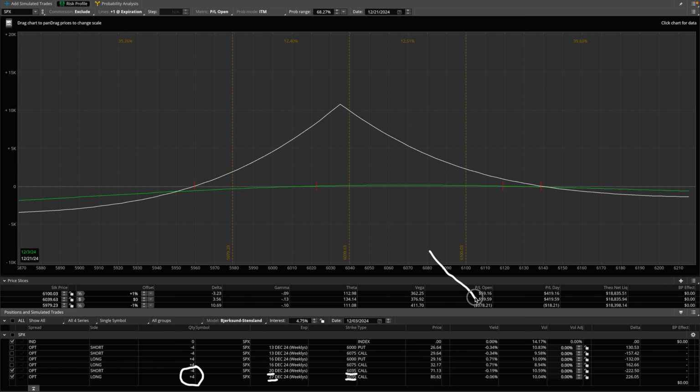This is the current P&L right now as the market is currently open. This is the theoretical P&L if the market was to go down 1%. This is how much 4 lots of this calendar would be down. And if the market was to go up 1%, this is the theoretical risk profile.